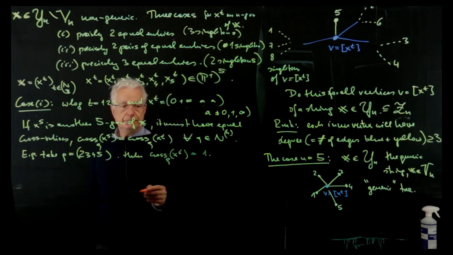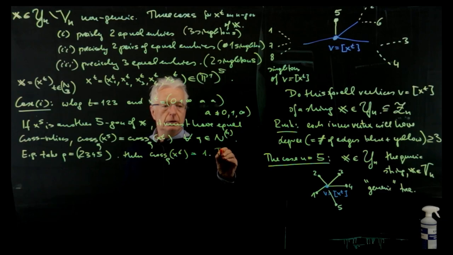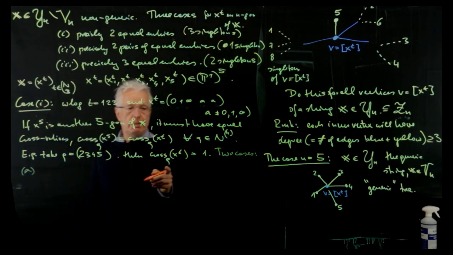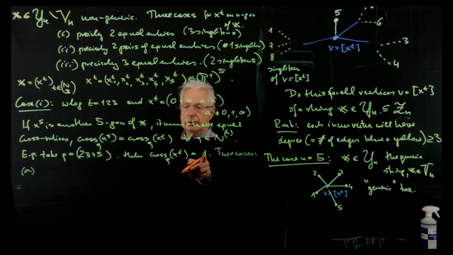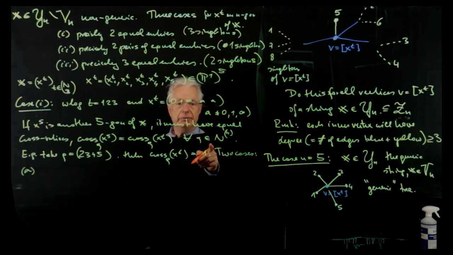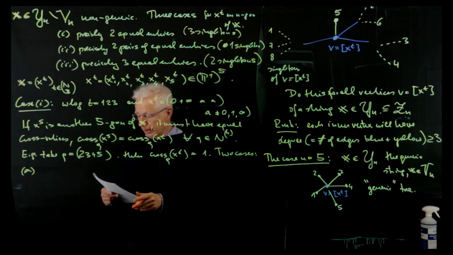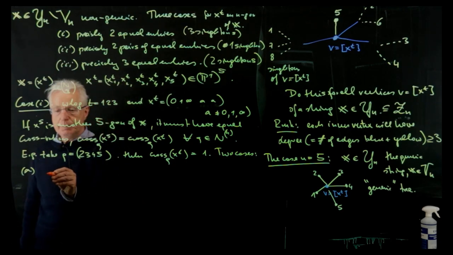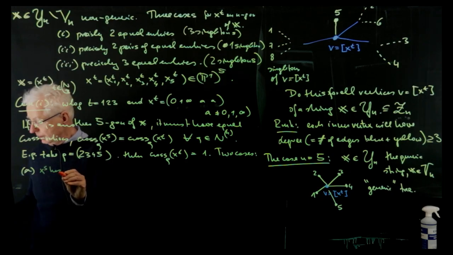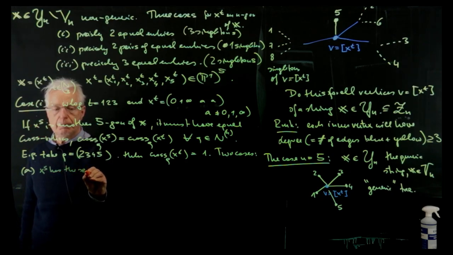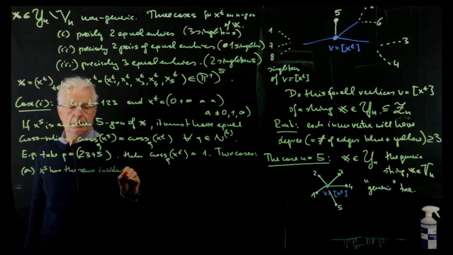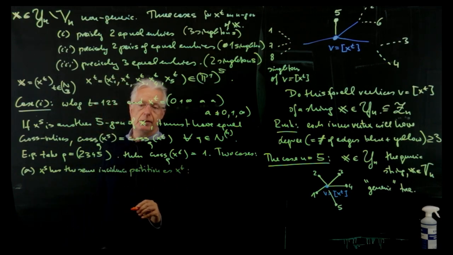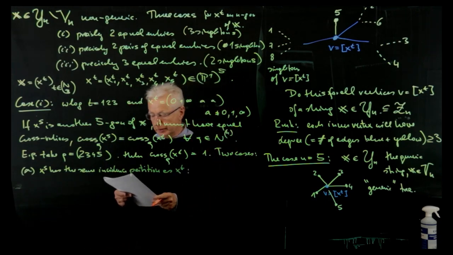Now, two things can happen. Two cases. As this cross ratio is a special value, I recall that 0, 1, and infinity are the special values corresponding to the equality of entries. Two cases can occur. A: XS has the same incidence partition as XT. And we want to figure out how XS must look.